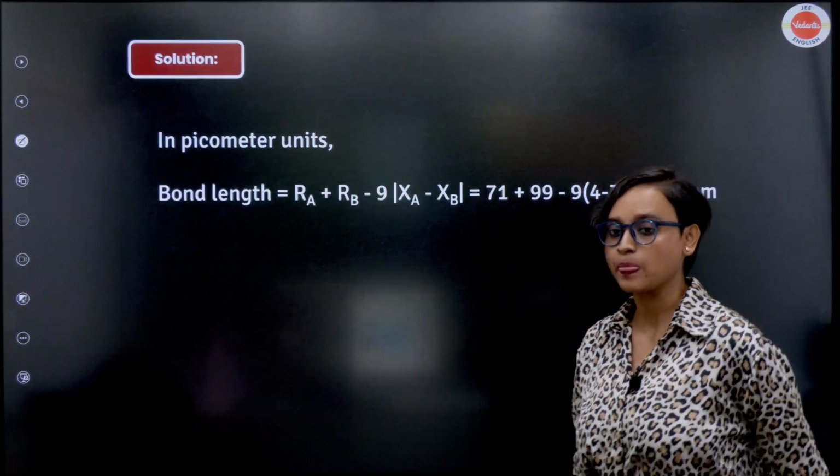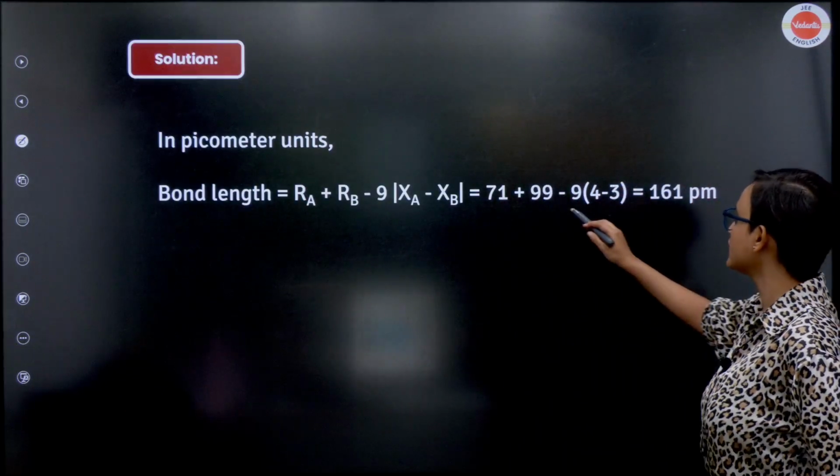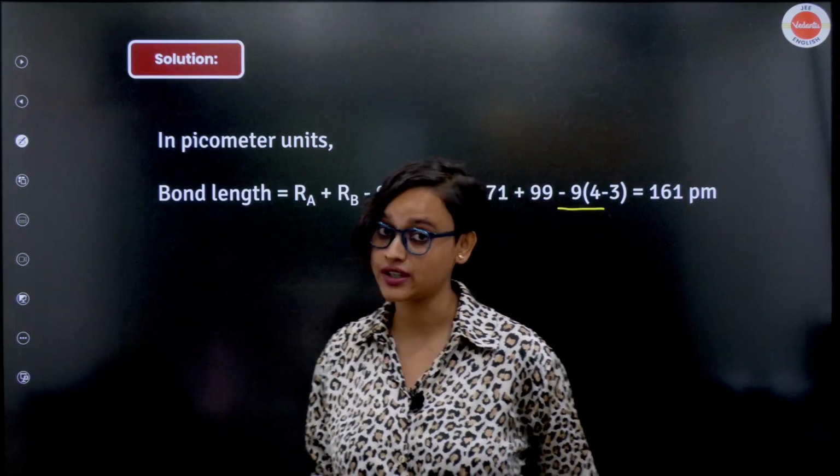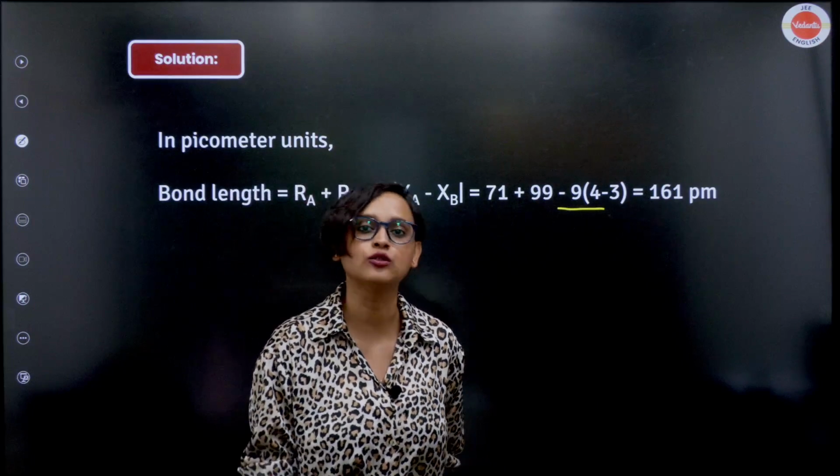Great, amazing. Now because it was in picometer, we just did minus 9. If it was given in angstrom, then we would have done minus 0.09.